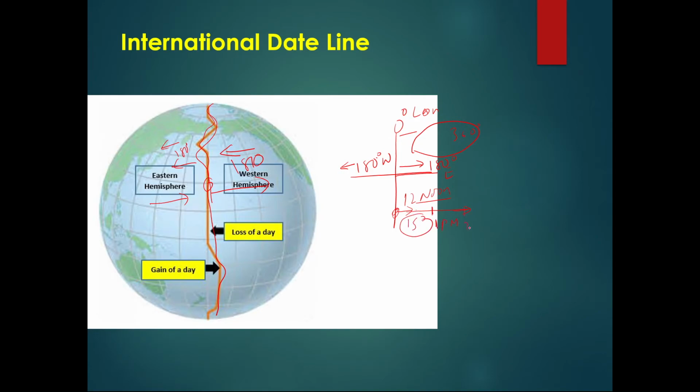Okay, so again 2 p.m. So in 15 degree, when we traverse 15 degree, it means we are ahead by 1 hour. So accordingly, if we traverse 180 degree, then we will be ahead by 12 hours. And if we traverse westward, then in the same way, in 180 degree traversal we will be 12 hours backward.